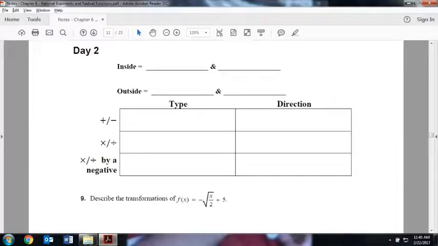Alright, this is still section 6.3. Part of graphing is to know your transformations. And so here we go. Remember, inside is x and backwards, and outside is y and normal. x values and backwards. If it says add, you subtract. If it says multiply, you divide. Outside, this is y values and normal.